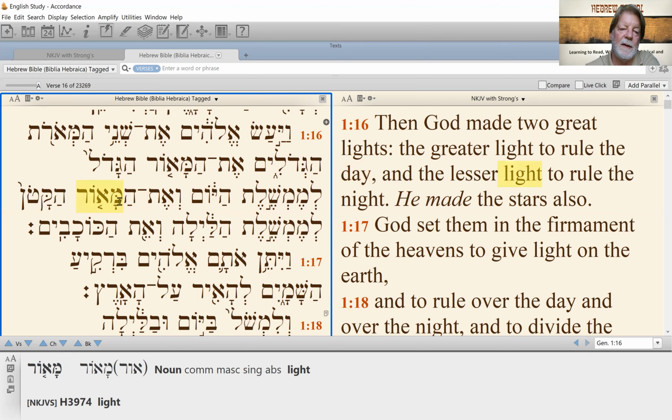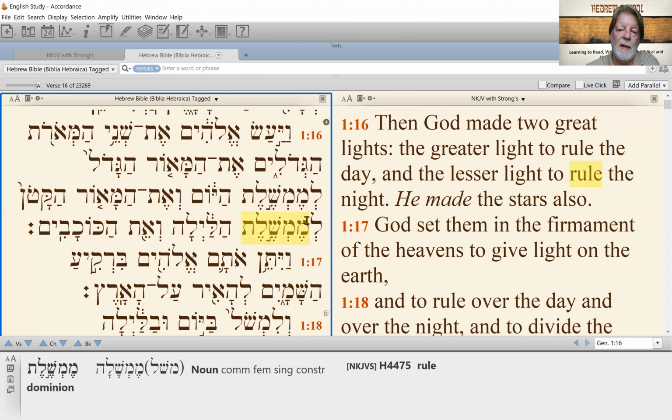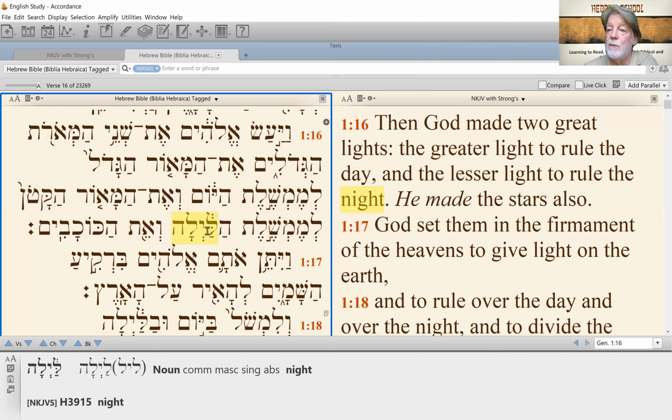Ve'et, and the ha'or hakaton, and the light, the smaller one, hakaton is small or younger, lememshelet, to rule over or to have dominion over, halayla, the night. So that one would be the moon. The greater of the two is the sun, which rules the day, and the smaller of the two would be the moon, which rules over the night. So the sun shines on the moon, which reflects a little bit of light onto the earth, even in periods of darkness. So when the part of the earth that we live on is away from the sun, we can still see because of the reflected light of the moon.